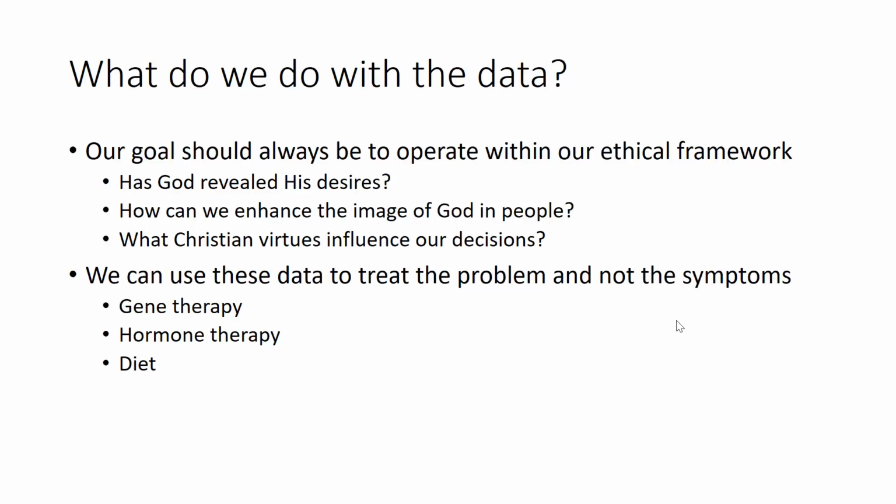I mentioned before that the average IQ of somebody with an untreated case of phenylketonuria is 55. The average IQ of somebody with phenylketonuria that's treated with a diet low in phenylalanine is average. It's the average IQ. So what do we do with the data?